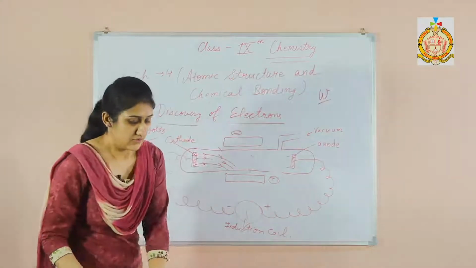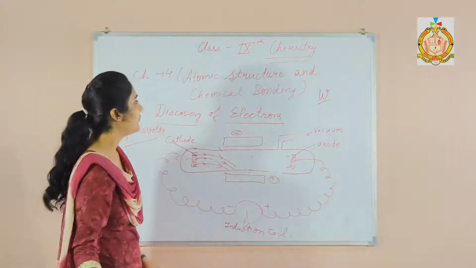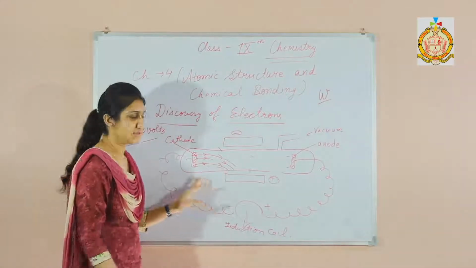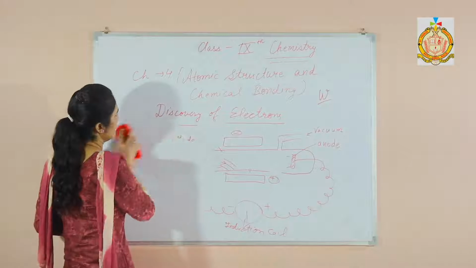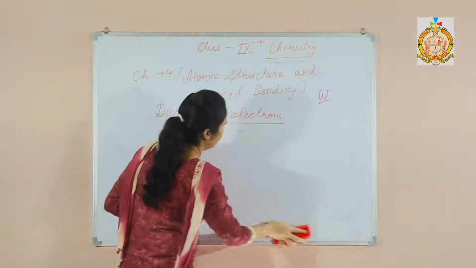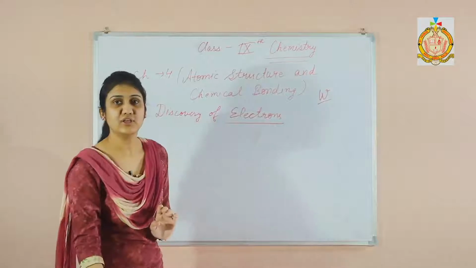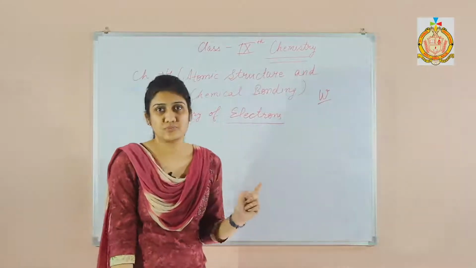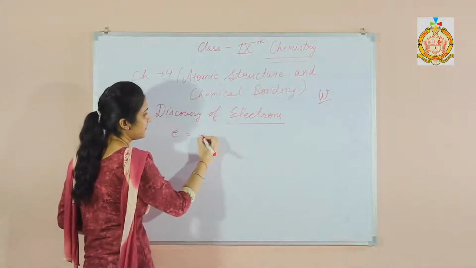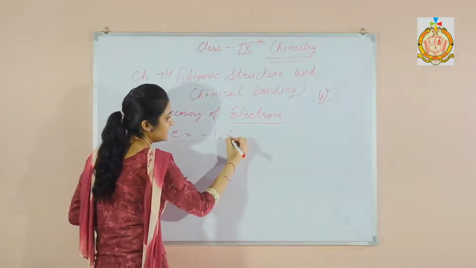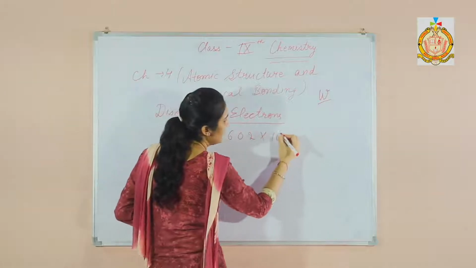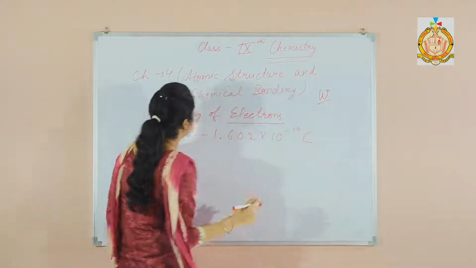Next, we will study the properties of electrons, since cathode rays are made up of electrons. So students, the properties of electrons are: electrons have unit negative charge, that is, the charge on the electron is minus 1.602 into 10 raised to power minus 19 coulomb.